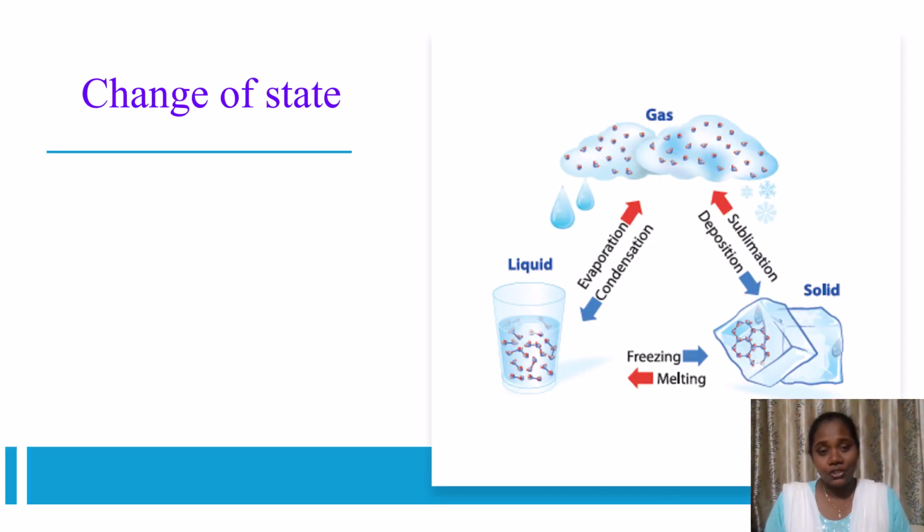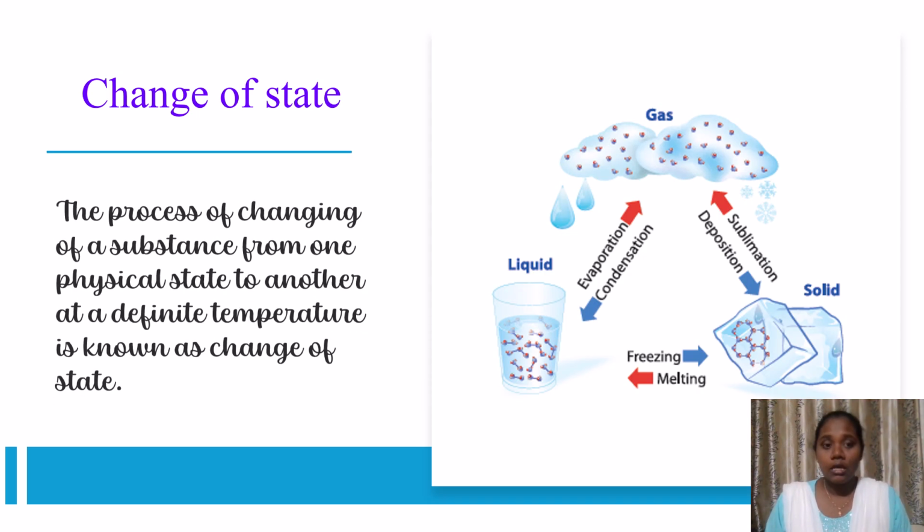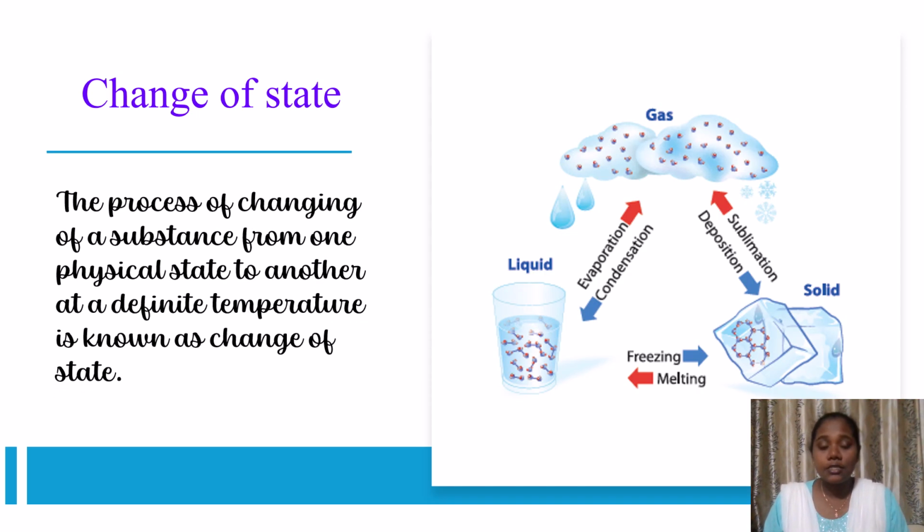Now let's see about change of state. Change of state is the process of changing a substance from one physical state to another at a definite temperature. As you can see in this picture, it goes from solid to liquid, from liquid to gas. Likewise, from gas to liquid and liquid to solid. Or it can also be gas to solid and solid to gas. It is known as sublimation or deposition.